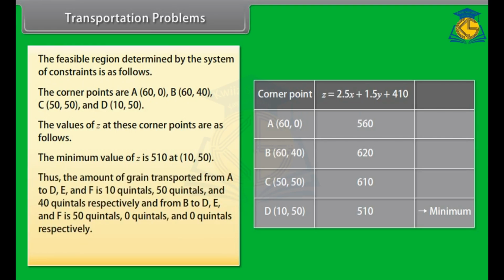Thus, the amount of grain transported from A to D, E and F is 10 quintals, 50 quintals and 40 quintals respectively, and from B to D, E and F is 50 quintals, 0 quintals and 0 quintals respectively. The minimum cost is Rs 510.